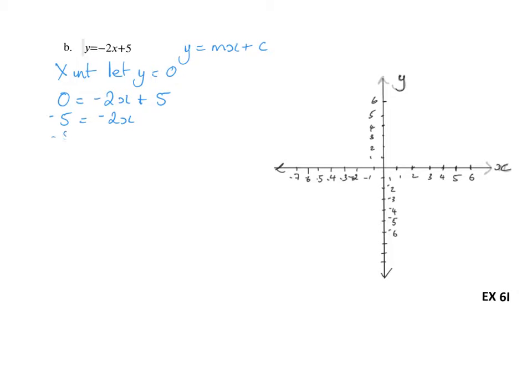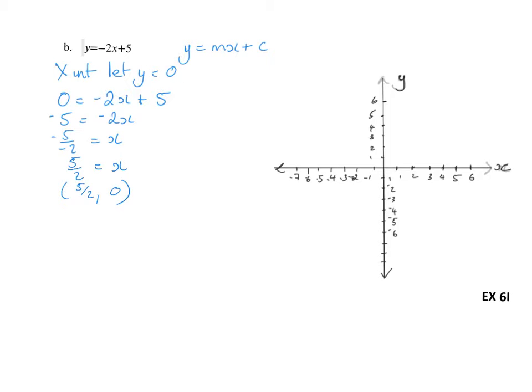And minus 5 divided by minus 2 is x. Of course, a negative and a negative makes a positive. So it's just 5 over 2. Now, that is 2.5. But we don't have to write it as a mixed number. So our coordinate there, when x is 5 on 2, y is 0.